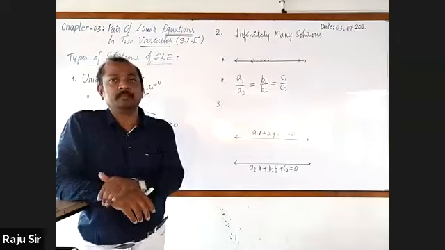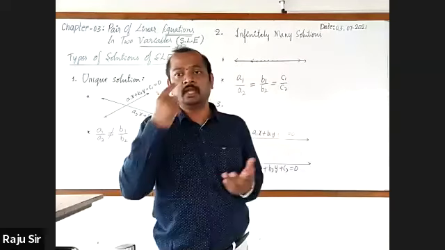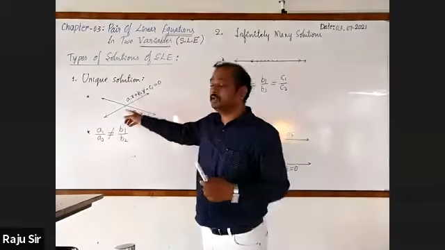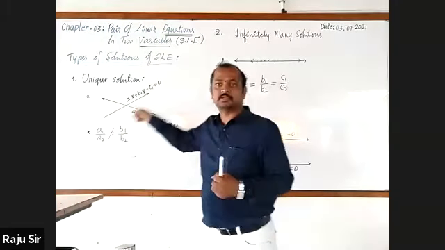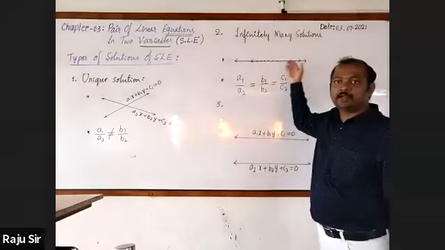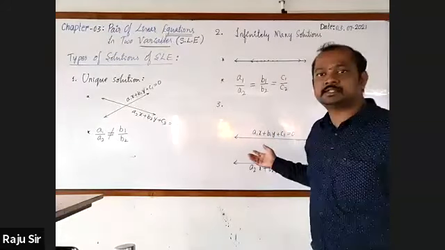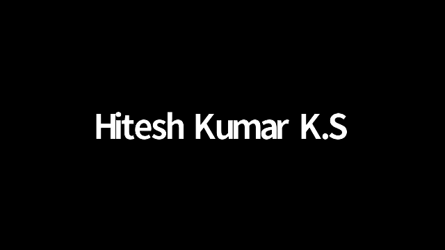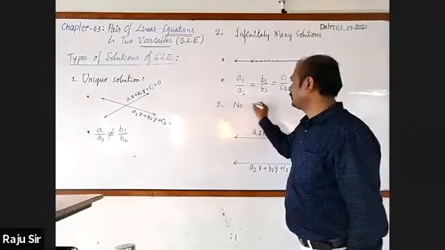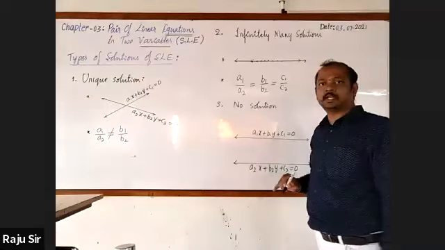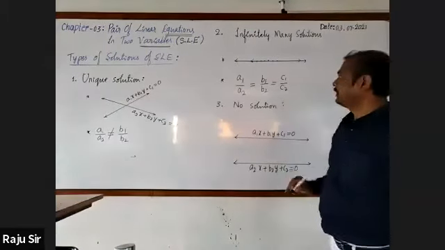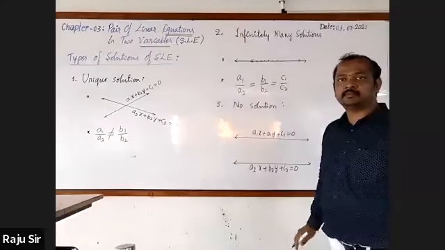Do they have any solution? No solution. When the lines intersect each other, then only we can say that they have the solution. If they have intersected at one point, it has unique solution. At many points, we say that it has infinitely many solutions. Here, the lines do not intersect each other. Then what do you say about the solution? No solution. So this is third type. No solution.